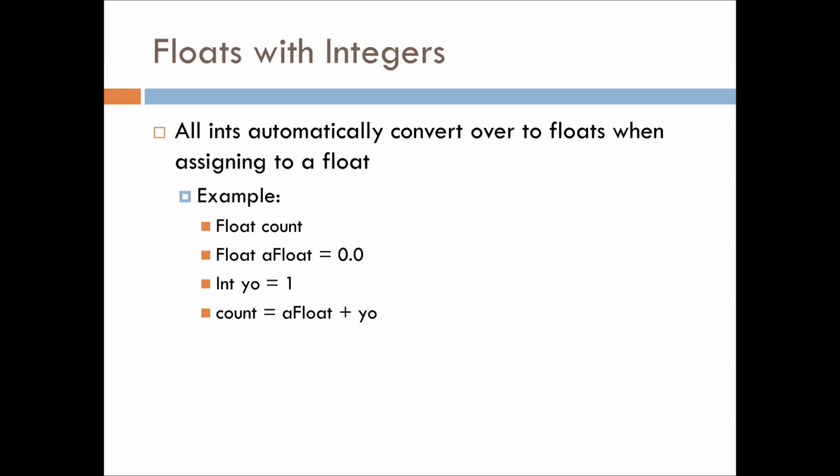Now, it's a lot easier the other way around, floats with integers. All ints automatically convert over to floats when assigning to a float. At least that's what I'm remembering. If not, just do a cast as int. Or not cast as int, cast as float, and it'll convert it. But here's an example where we're using a float of count instead of an int of count, and then you just add the float to the integer.